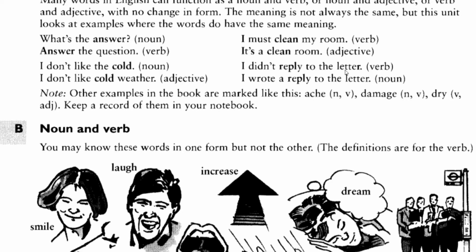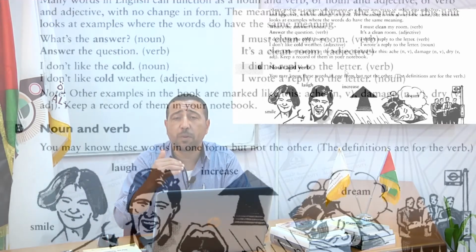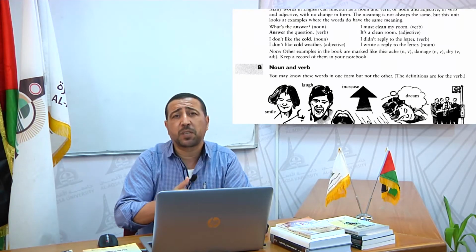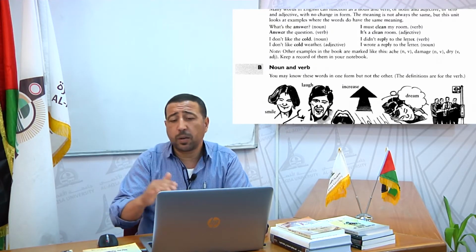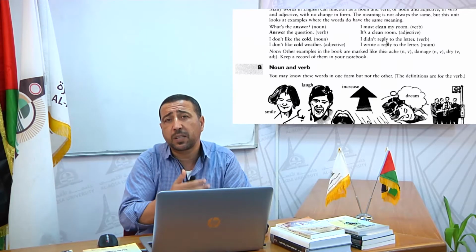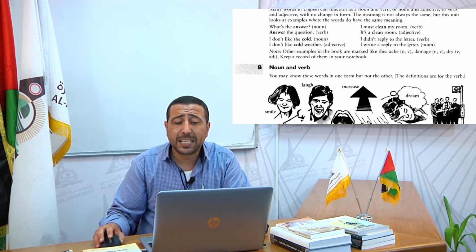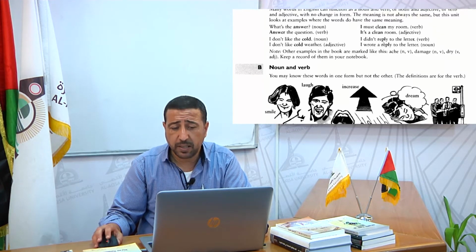So here, the same written form of the word functions differently. Sometimes it functions as a verb, sometimes as a noun, and in other cases as an adjective. I didn't reply to the letter: verb. I wrote a reply to the letter: this is a noun. So in the first case, reply is a verb, and in the second, reply is a noun.